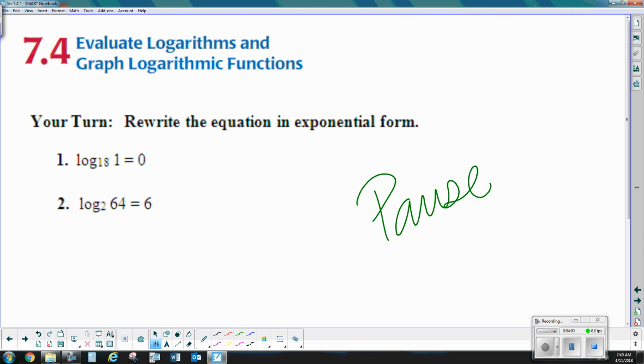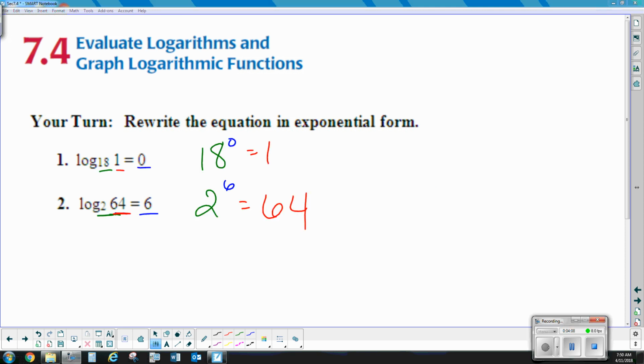You're taking the logarithmic form and you're rewriting it in exponential form. So in the first problem, you should have 18 to the 0 power equals 1. In the second one, 2 to the 6 power equals 64.